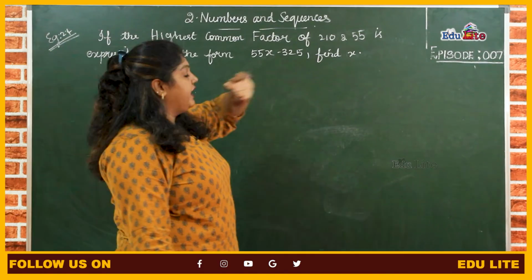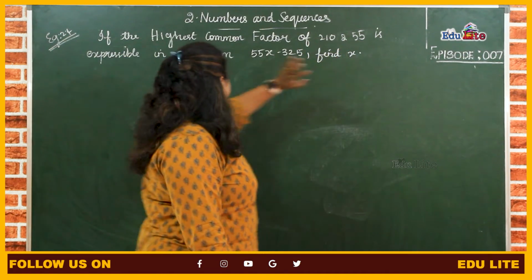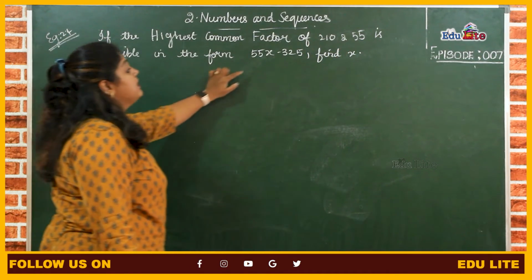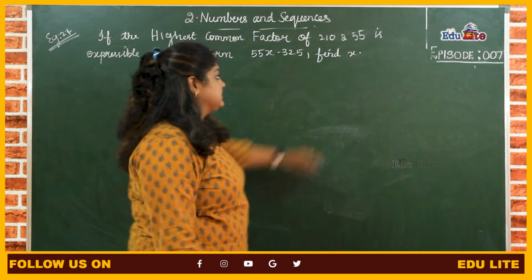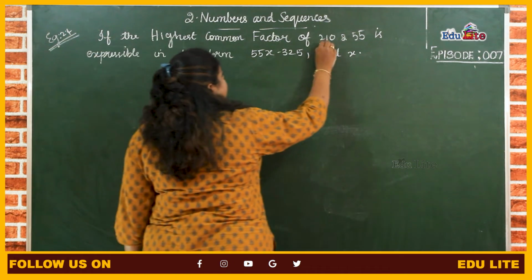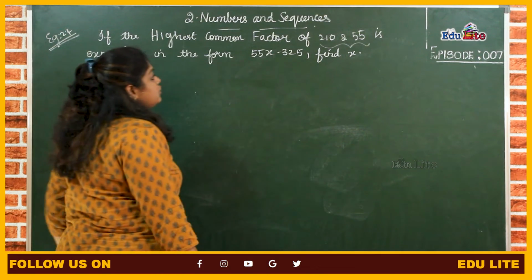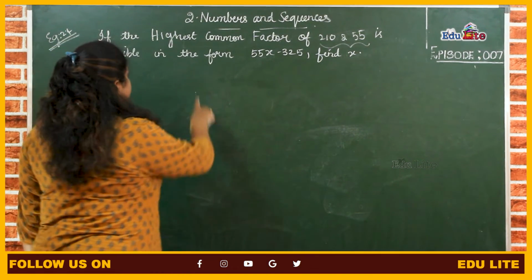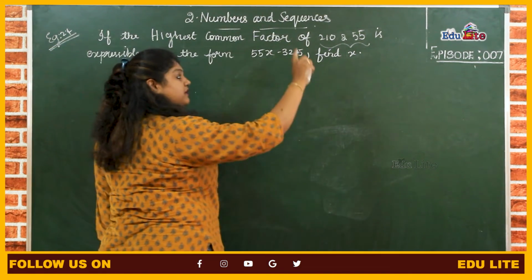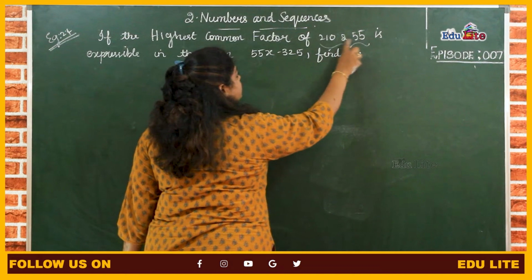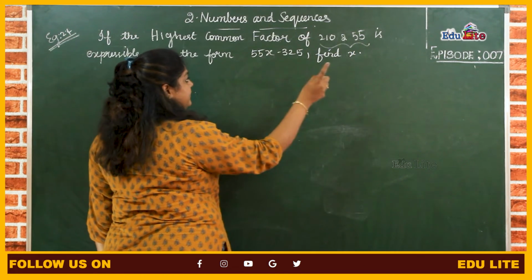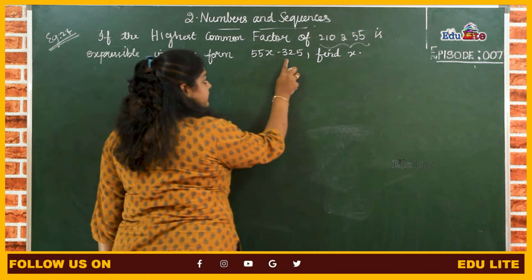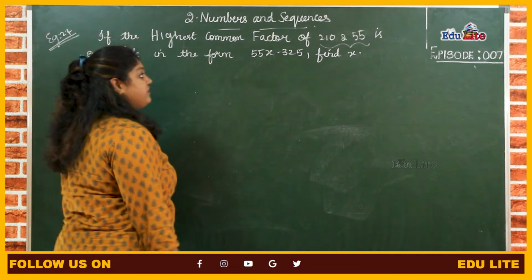Example 2.4: the highest common factor of 210 and 55 is expressible in the form 55x minus 325. We have to find the value of x. First we will find the highest common factor of 210 and 55. Next we have to express that value as 55x minus 325 to find the value of x.